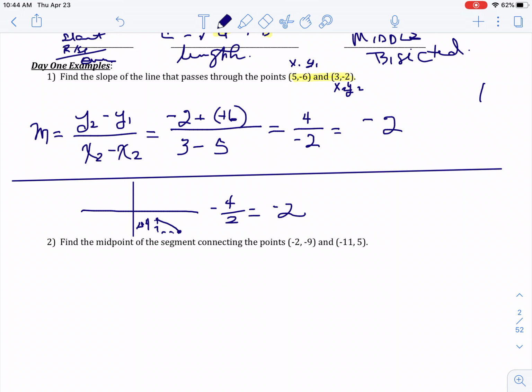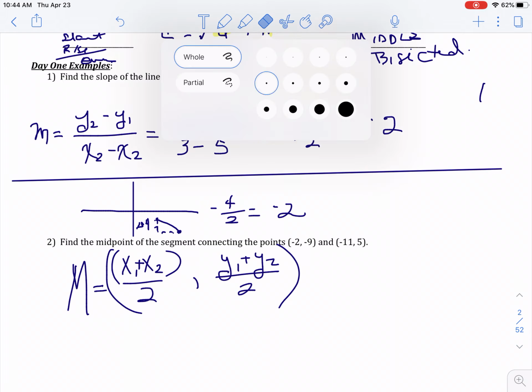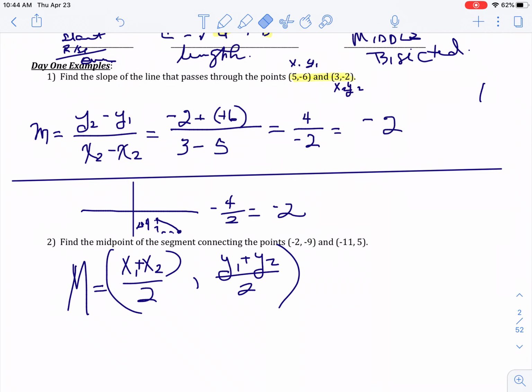All right, midpoint. So we're going to start with the midpoint formula. Okay, midpoint. We're going to add the x's together and divide by 2. And we're going to add the y's together and divide by 2. All right. You don't really need these brackets here, so why don't we just take them off for now. Okay. So we're getting the average of the x's, the average of the y's.